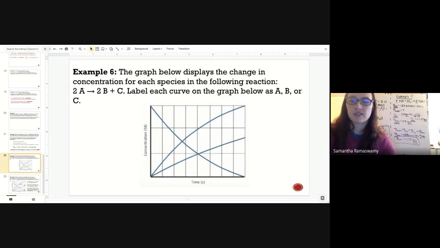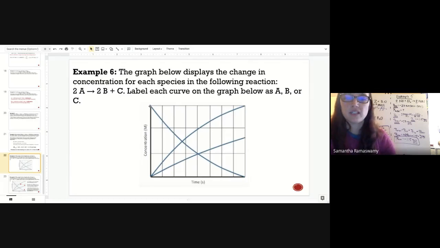Now, of course, you know that I'm going to give more information on this graph, but here's what we need to think about when we're looking at it. We have 2A yields 2B plus C, so we have one reactant and two products. The first thing I want to look at is these lines. I notice I have one line that's decreasing over time and two lines that are increasing over time, because we have concentration versus time.